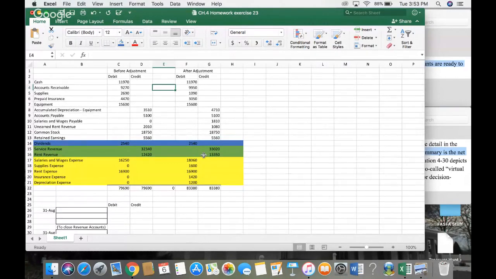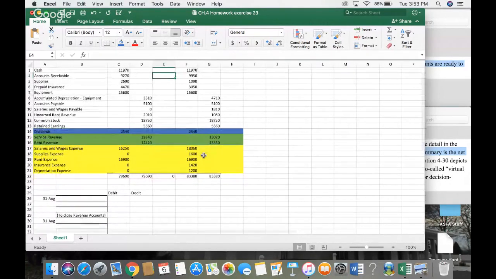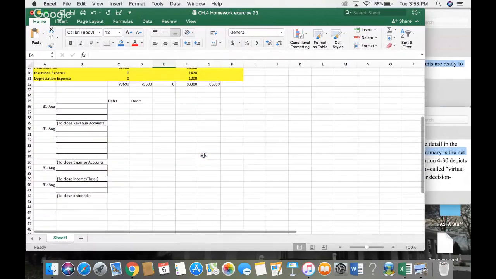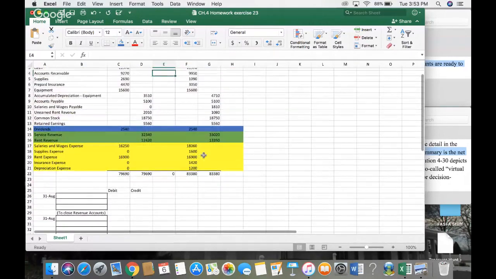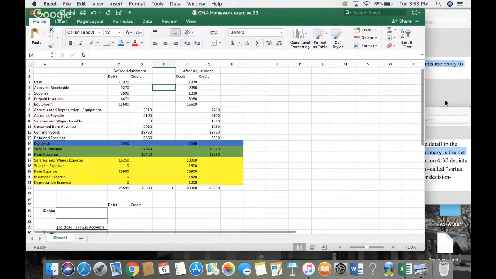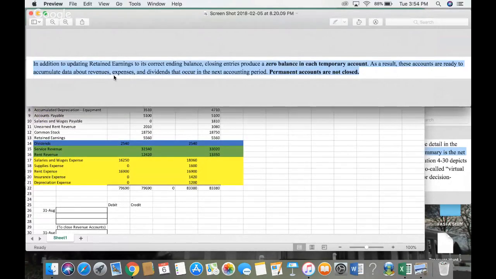To start with, we're going to be closing accounts and debiting and crediting to the retained revenues. So this is a quick review. These are screenshots out of the books. This one says, in addition to updating retained earnings to its correct ending balances, closing entries produce a zero balance in each temporary account. So the ones I've highlighted, the dividends, the revenues, and the expenses are all temporary accounts, and we're going to be producing a zero in each of those and transferring them over to the retained earnings account.